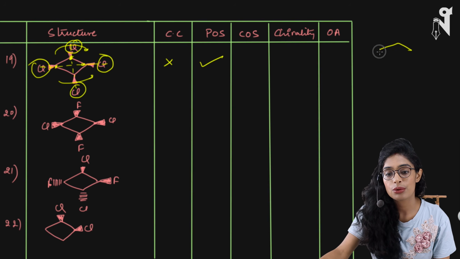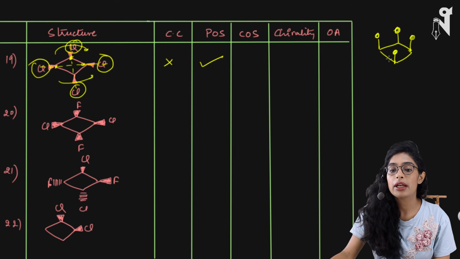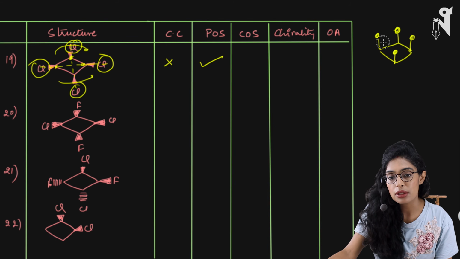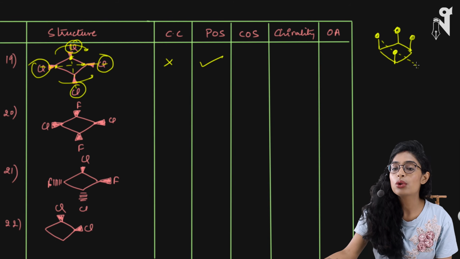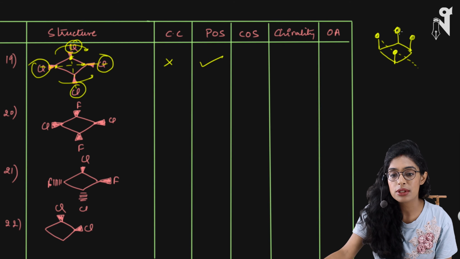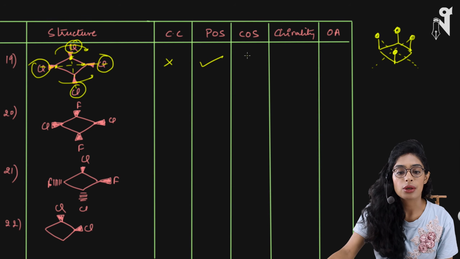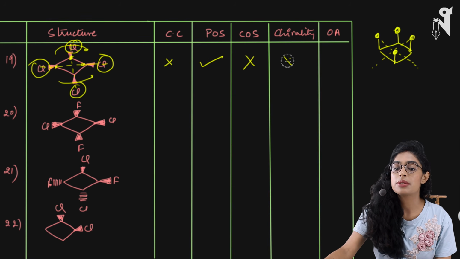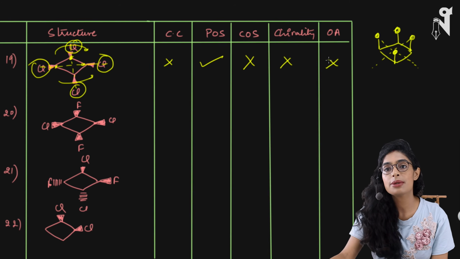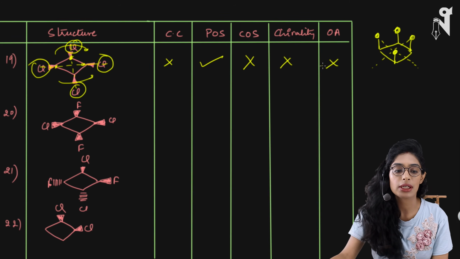All the molecules are like this. Let me just show you. All the molecules are like this, right? And now when you pass a line through the center, no chlorine on the opposite side. You pass a line through the center, no chlorine in the opposite direction. Okay, so no COS. Chirality, no. Optical activity, no. Even if one symmetry element is present, there will be no chirality, no optical activity.